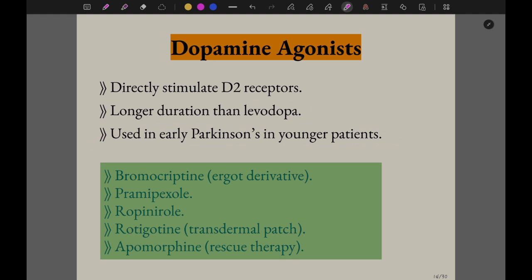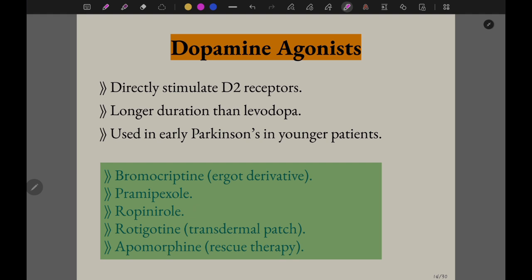The drugs include bromocriptine, pramipexole, ropinirole, rotigotine, and apomorphine. Bromocriptine is the only ergot derivative, rotigotine can be used as a transdermal patch, and apomorphine is used as a rescue therapy. Ropinirole and rotigotine can be used as monotherapy in mild parkinsonism or in combination with levodopa and carbidopa, and bromocriptine can also be used. Dyskinesia and fluctuations are less with these drugs than with levodopa.